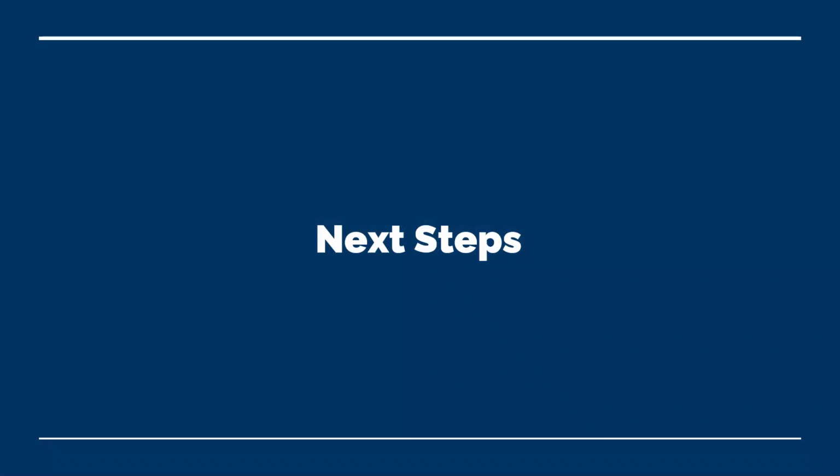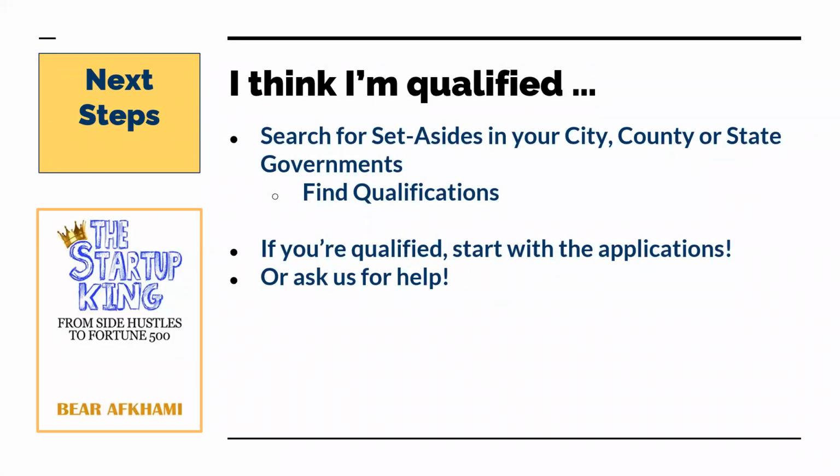The next steps for small business owners wishing to pursue set-asides in local or state jurisdictions. You think you might be qualified. What you have to do is search for set-asides in your city, county, or state governments. Basically type the agency name and procurement set-asides. That usually is a good way of giving you some target to be able to email or call and ask for specific lists of set-asides. Most jurisdictions have all this information available online. Some may be more helpful than others.